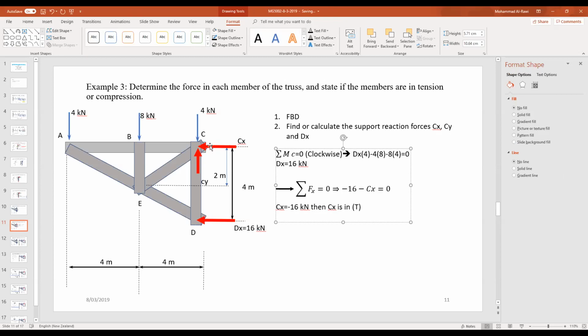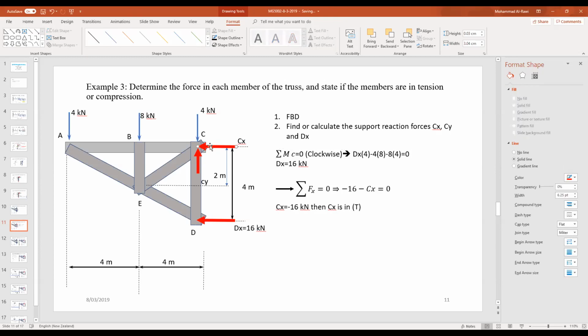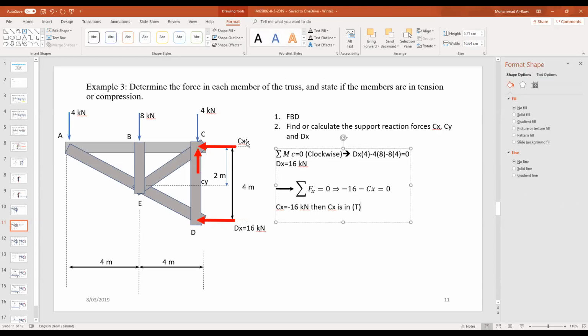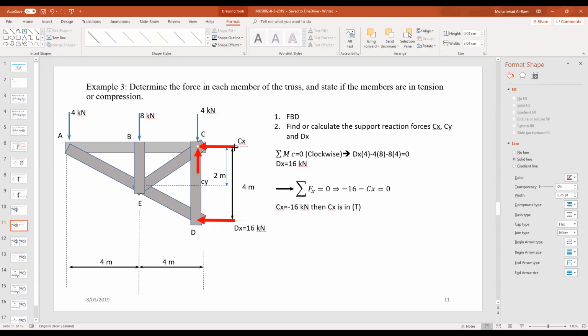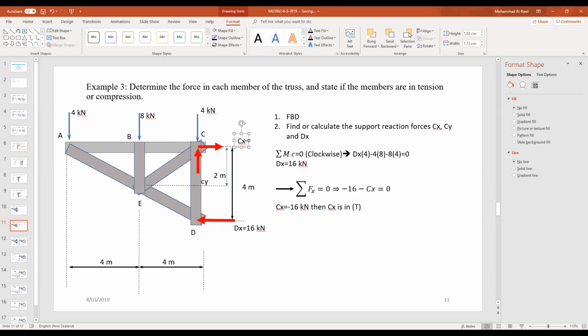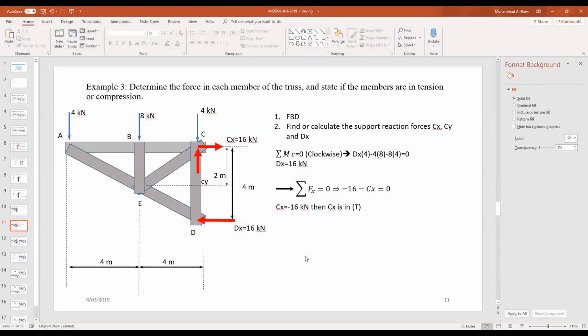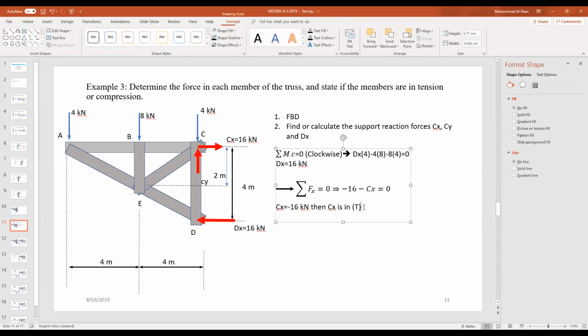The rule is, when we get a negative answer, it means whatever we assumed is in the opposite direction of the assumption. So now we found this one. We can correct the diagram. I will correct it just now, because this is a live video, so you can see it. And Cx is equal to 16 kilonewtons. So I'm correcting it in there. In your paper, you don't need to do it that way, because you will follow it up by just writing that Cx is in tension. All right? And it means Cx is 16 kilonewtons. All right.